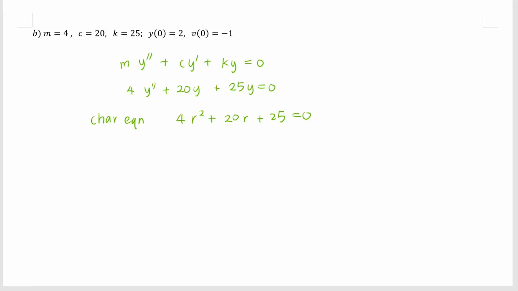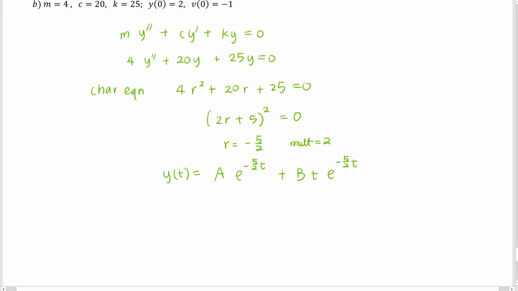Do you realize this is a complete square? 4r squared is like 2r squared. 25 is like 5 squared. So this is like 2r plus 5 completely squared, right? The middle guy is 2ab, so 2 times 2 times 5 is 20. Okay, so now for the roots, we have negative 5 over 2 with multiplicity 2, the repeated roots. So the solution looks like A e to the negative 5 over 2 t plus b t e to the negative 5 over 2 t.